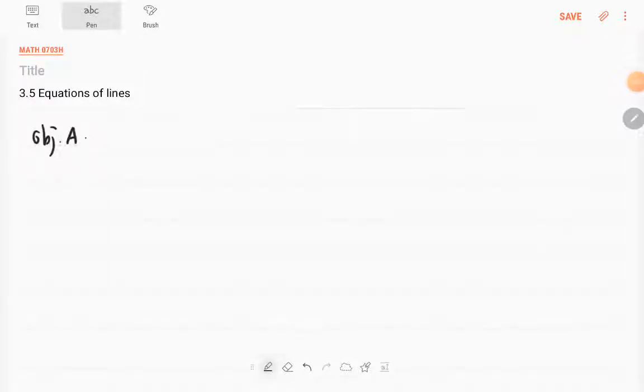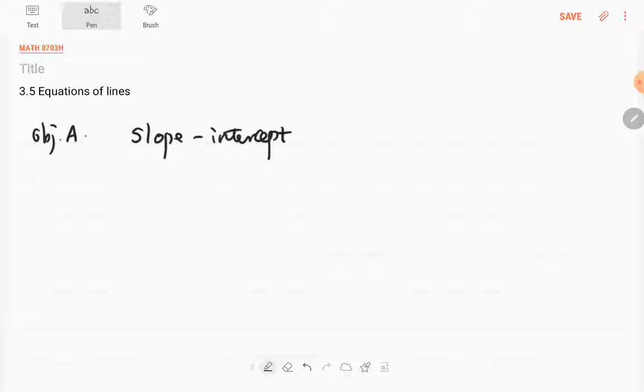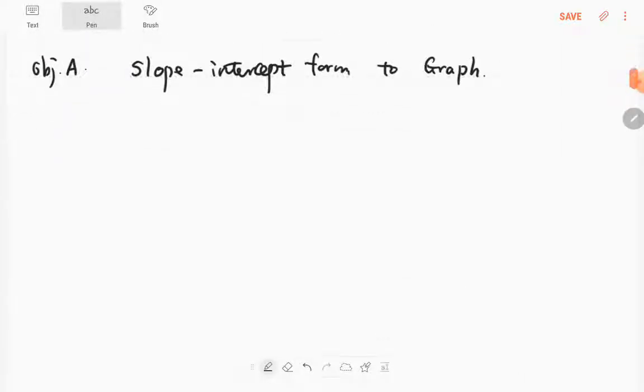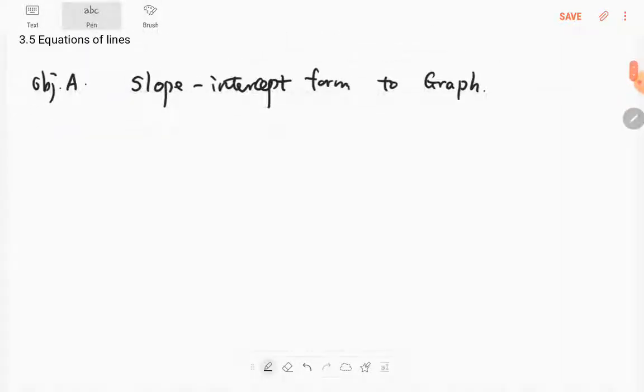Okay, for the 3.5, we will still focus on the first 4 objectives and skip the last application problems. Only focus on the first 4. The first one, we use slope-intercept form to help us draw the graph. So let's see, how can we do this?